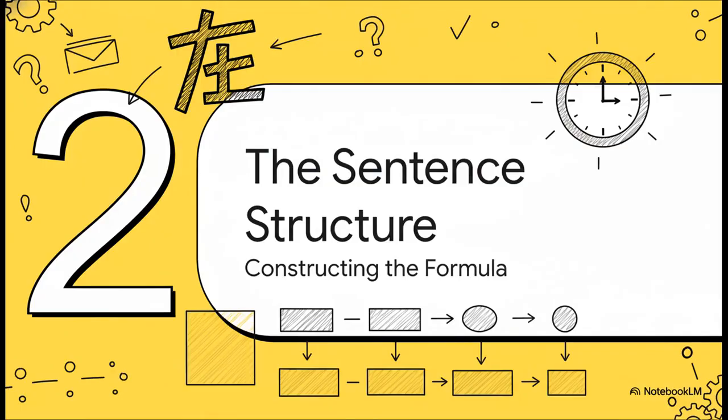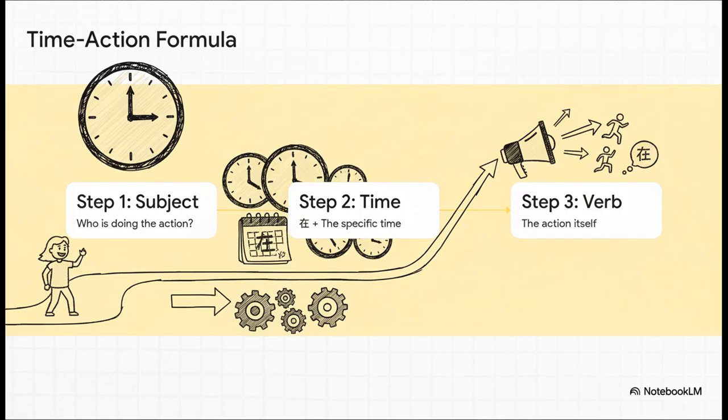All right, so now that we've geeked out on the character itself, let's look at how it actually works inside a sentence. And I don't want you to think of this as just memorizing some random rule. It's about understanding a very logical and very predictable formula. And here it is, our time-action formula. Now pay close attention to the order. Step 1, you have your subject, who's doing the thing. Step 2, right after that comes the time phrase, which is kicked off by 在. And only then, in step 3, after you've already established when it's happening, do you finally say the verb.